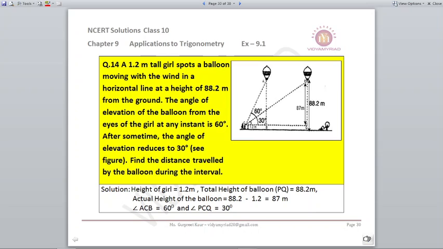Now there is a girl 1.2 meter tall. She is looking at the balloon. Total height of the balloon is given to us as 88.2 meters. So its actual height of the balloon will be 88.2 minus 1.2, which comes out to be 87 meters, because she is looking from the eyes to the balloon. So we will not take the height of the girl spotting that. So we will reduce the height to 87 meters. Angle formed given to us is 30 degrees and 60 degrees. We have to find out the distance traveled from point B to point Q from the ground.